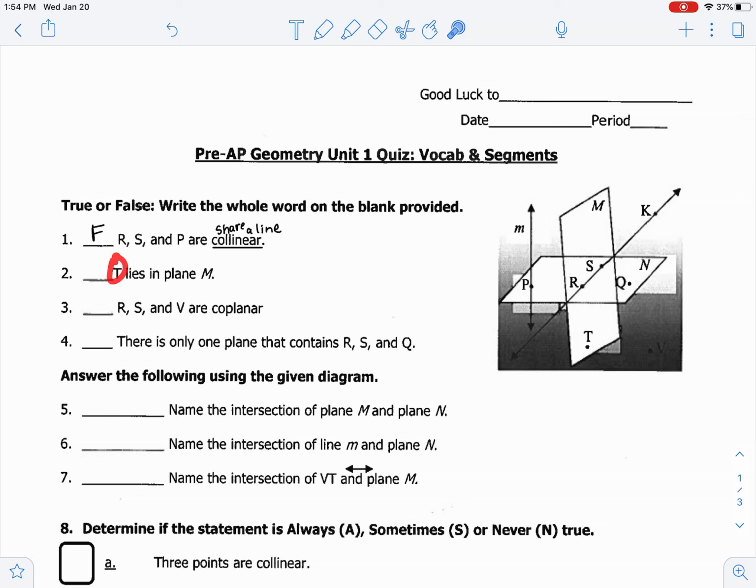Point T, I know it's a point because it's a capital letter, lies in plane M. So on plane M, is point T on it? Yes, it is. This is true.